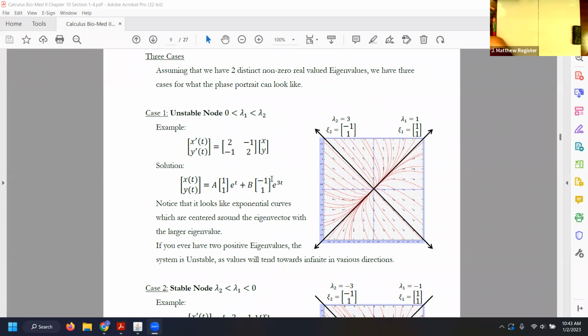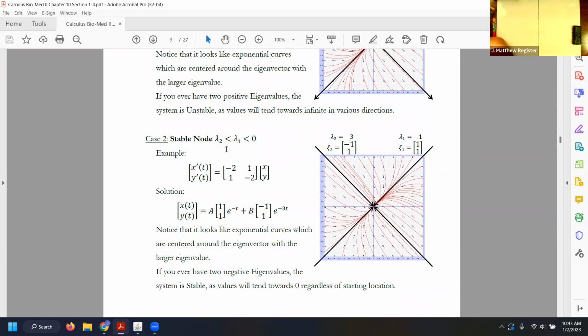That's because when we think of the general solution, this term, the second term, has that 3t there. That's a larger eigenvalue. And so that tells us that it is going faster in that direction, faster along that eigenvector. And so when we are graphing these, we're going to graph the two eigenvectors, and then we are going to make sure that we curve it so that it is going more in the direction of the eigenvalue, which is larger.